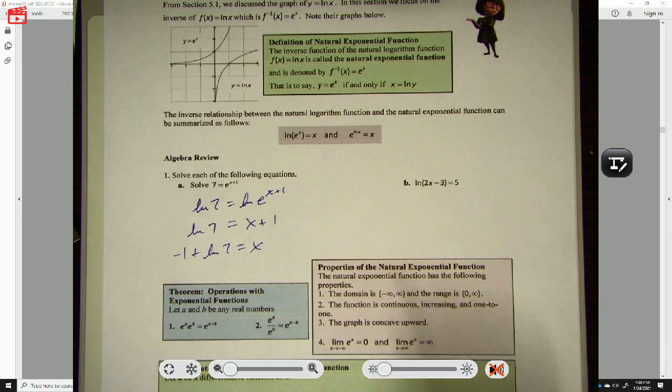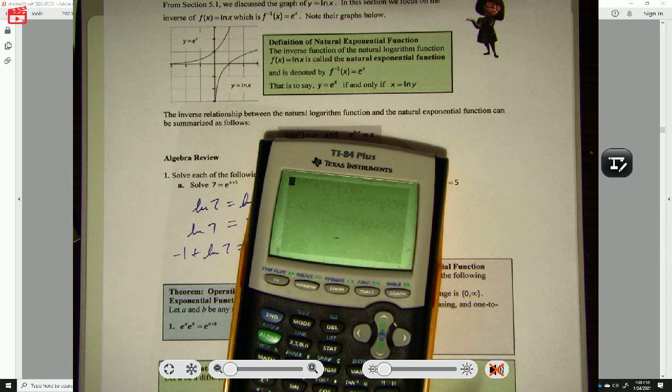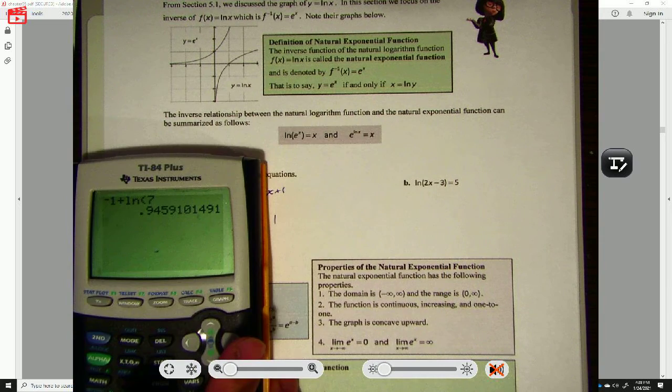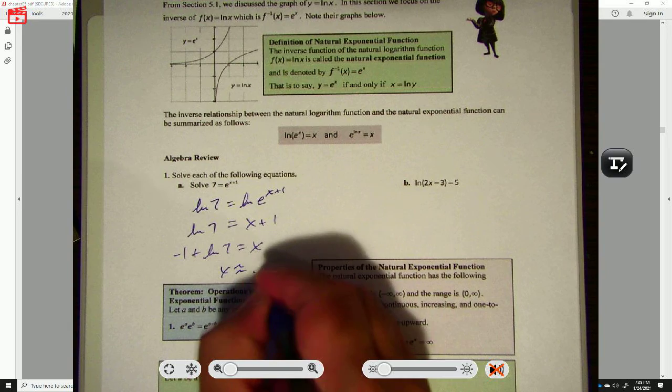And you get a decimal approximation for that. Just put that in the calculator. Negative 1 plus the natural log of 7. And you get that. And that's 0.946. x is approximately 0.946.